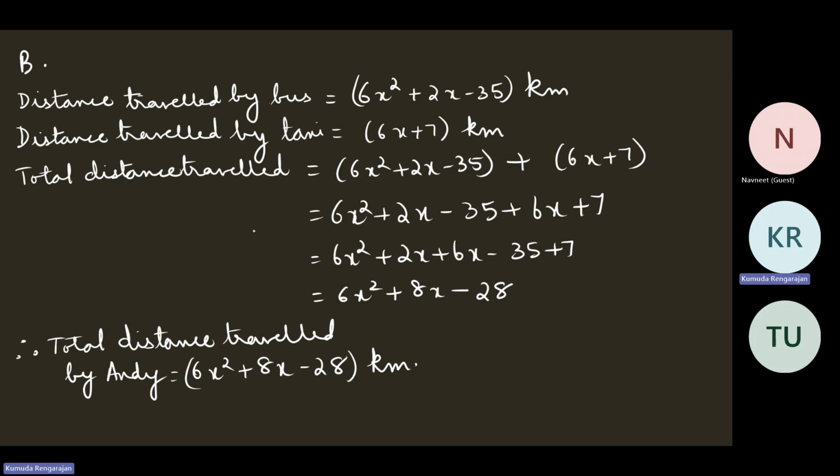and understand. So in this question, this person, Andy, covers a certain distance using two modes of transport. He goes by bus and then by taxi. So we have to find the total distance traveled by Andy. So we have to add the two expressions. Write both the expressions in brackets and connect the brackets with a plus sign because we have to find the total distance traveled. Then remove the brackets, simplify the like terms, and you see that the total distance traveled by Andy is 6x squared plus 8x minus 28 kilometers.